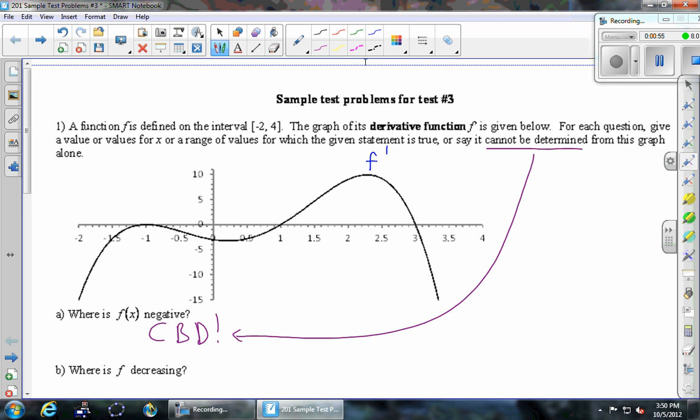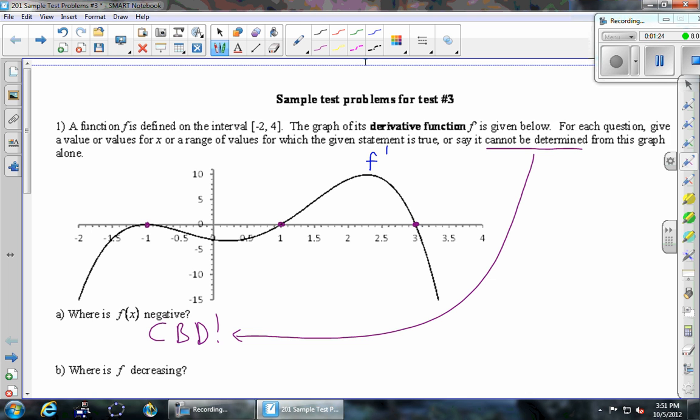Part B, where is f decreasing? Okay, this is information that we can get from f prime. So I'm just going to make a little chart here, and I'll write down some information about the graph of f. So I'm looking first for the places where f has a horizontal tangent line. So go ahead and mark the points on this graph where f has a horizontal tangent line. Hopefully we see it's at all these x-intercepts.